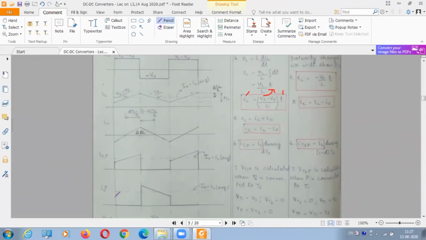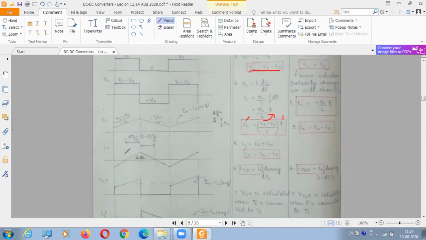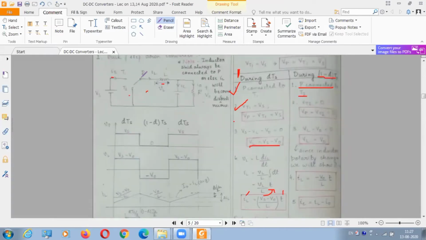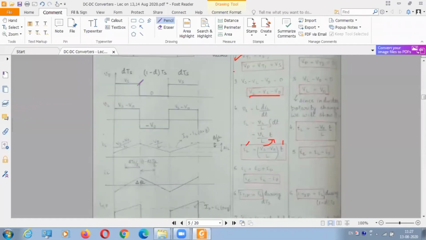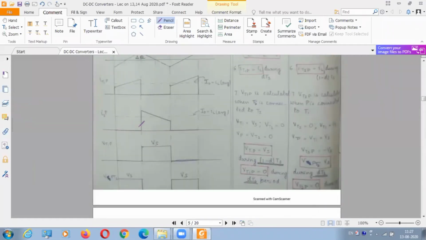Next, IT2P. So now P is connected to T1. Is any current flowing through T2 to P? No, because this is completely disconnected. So IT2P will be 0. So IT2P I have drawn is 0.